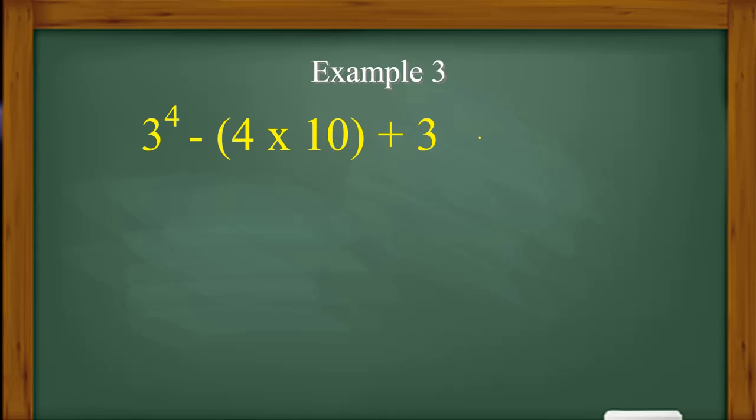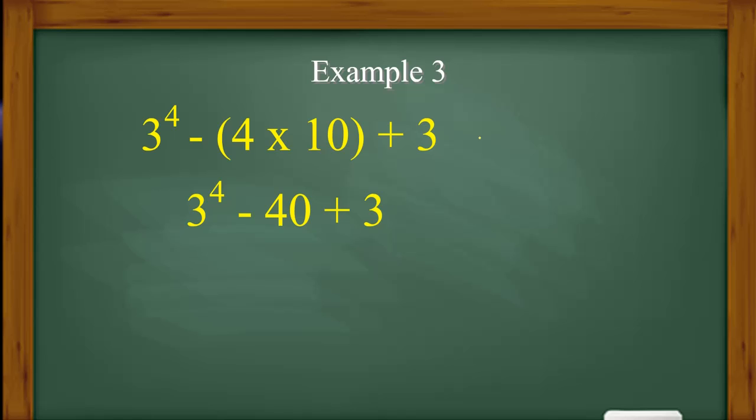3 raised to the fourth power minus open parenthesis 4 times 10 close parenthesis plus 3. In PEMDAS rule, we perform first the operation inside the parenthesis. Do we have numbers inside parentheses? Yes, we have. 4 times 10. So we must multiply 4 and 10 first. 4 times 10 is equal to 40. Then bring down the rest.